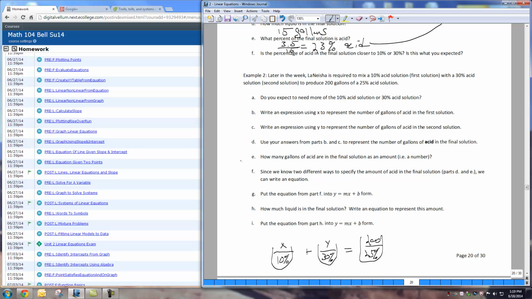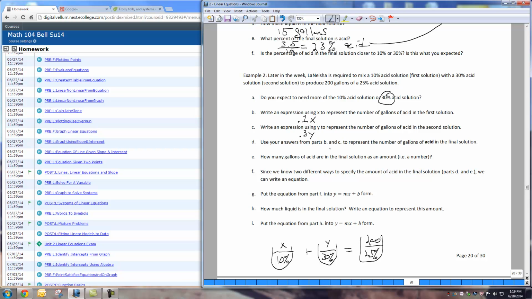All right, let's answer question A. Do you expect to need more of the 10% or the 30%? Well, it has to be the 30% because our final solution is closer to 30 than it is to 10. Right, so now it says write an expression using x. In the previous problem, we would multiply amount times percentage. Now the amount is a variable, so it's simply 0.1 x, or 0.1 times x. The percentage times the amount. Same thing with the other one. It's going to be 0.3 times y.